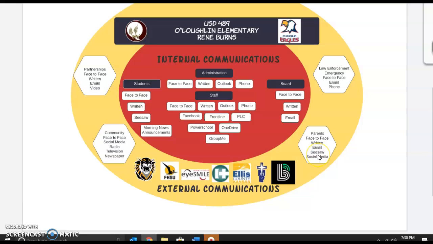Seesaw, again, is that digital portfolio that we use a lot to communicate through. And then social media, again, Facebook is probably the primary one. But then we're also looking at Instagram and Twitter for some communication as well.